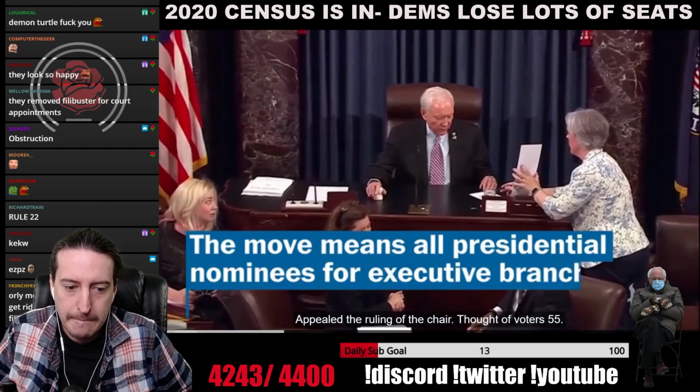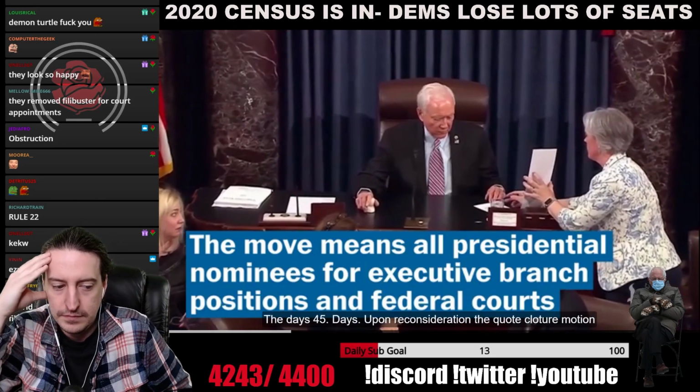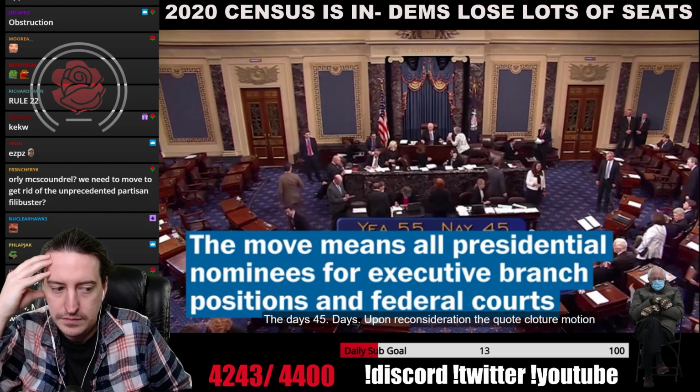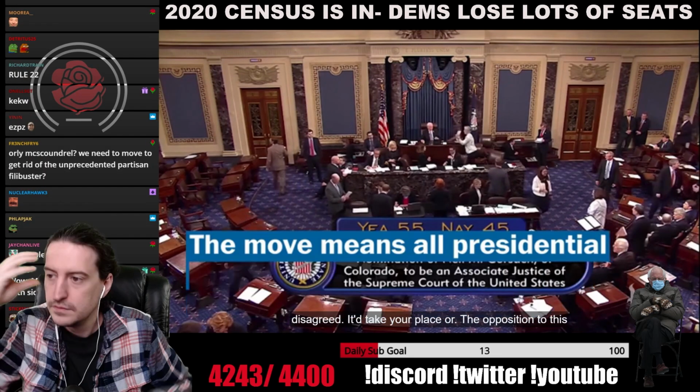Final vote is 55 yeas, 45 nays. Upon reconsideration, the cloture motion is agreed to.